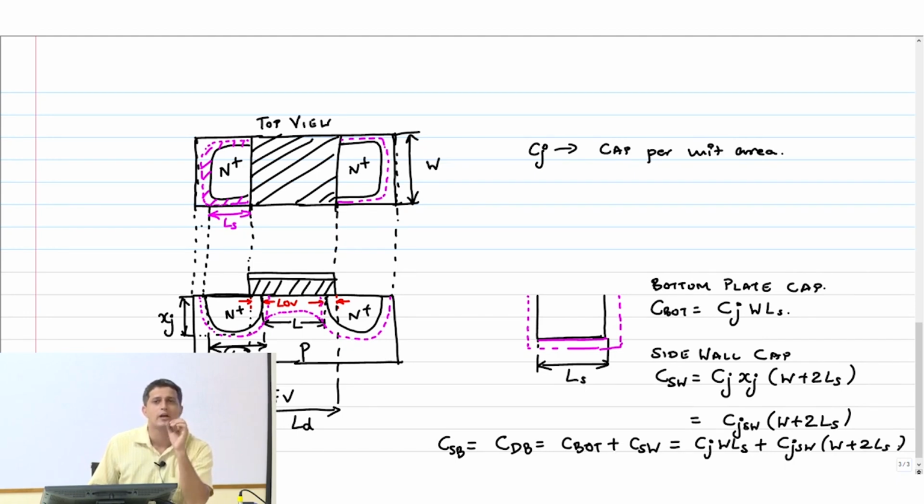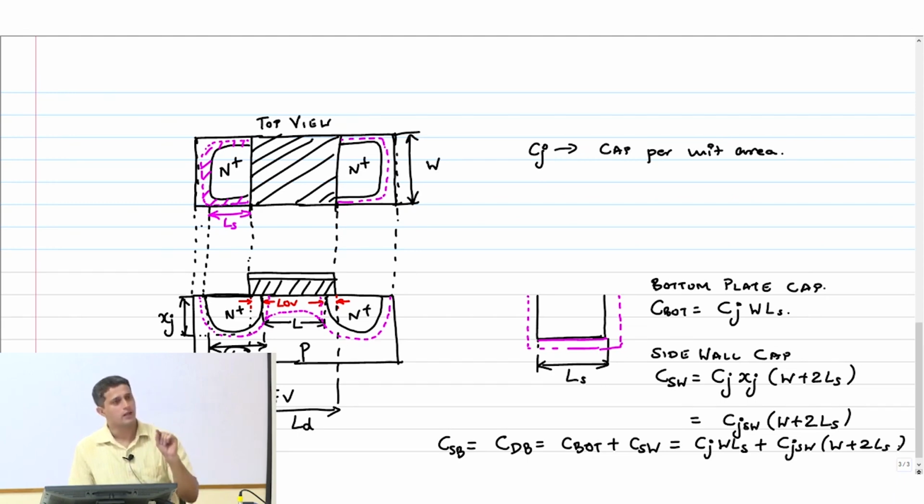See, what is the idea of making it a technology constant? If I give you that one number, you don't need any more information, right? Now if I give you CJSW, I don't need to give you XJ. For whatever reason, you don't need XJ, right? In this model, I just need to give you that one number and I am done. I multiply it by W plus 2LS, I'll get the answer.